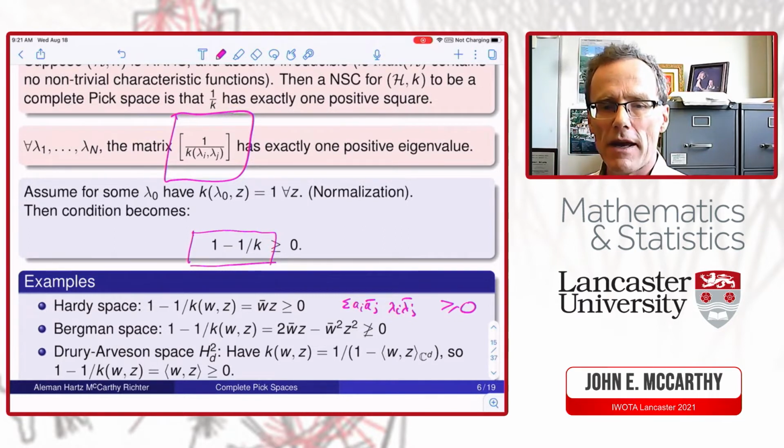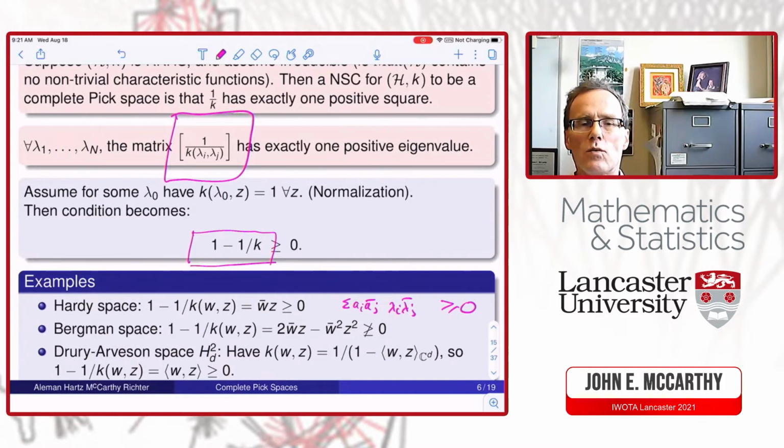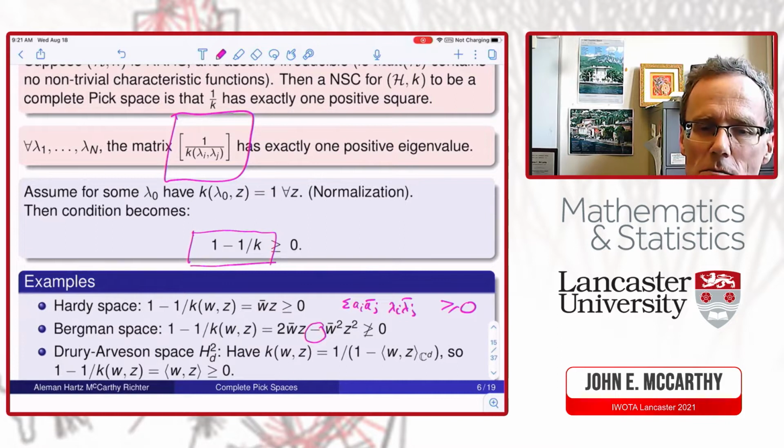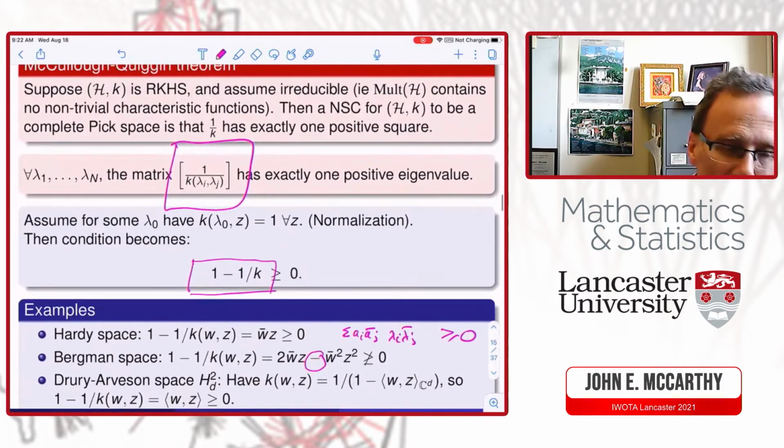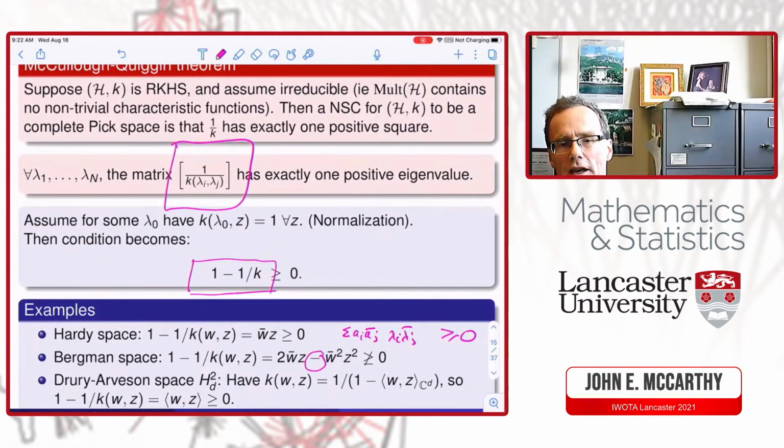When we look at the Bergman space, the Bergman kernel is 1 over (1 minus w bar z) quantity squared. So if I take 1 minus 1 over the kernel, I get 2 w bar z minus (w bar z) squared. The squared term comes with a minus sign, and because of that, the kernel on any finite dimensional space will be rank 2. It'll have one positive eigenvalue and one negative eigenvalue. So it fails the McCullough-Quiggin condition, and so the Bergman space does not have the complete Pick property.